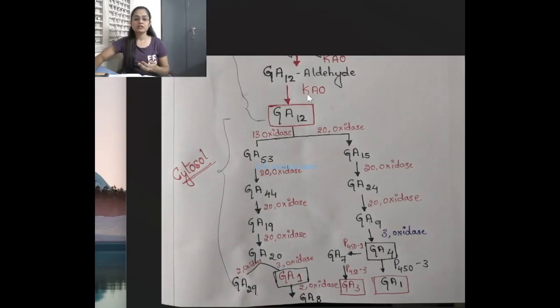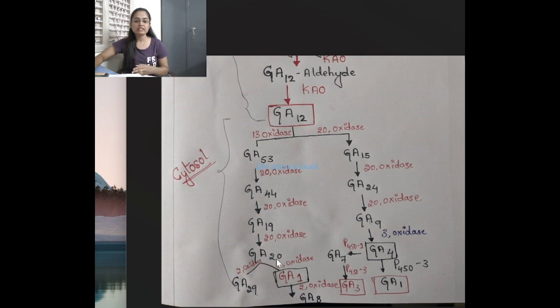Now moving on to the third stage, which is going to take place in the cytosol. So in the cytosol you can see here this GA12 is converted into GA53 by the GA13 oxidase enzyme, and then this GA53 is converted into GA44 by an enzyme called GA20 oxidase, and then this GA44 is converted into GA19 by the enzyme GA20 oxidase. See, here similar. GA20 oxidase, GA20 oxidase, GA20 oxidase. And then this GA19 is converted into GA20.